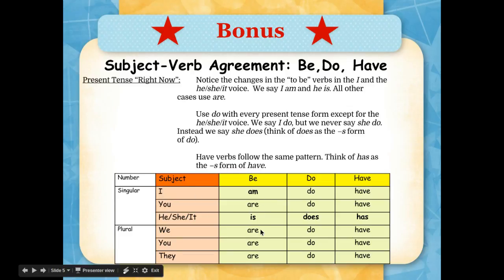I know this sounds complicated, but when you look at it in this chart, look here. It says the subject I. The be verb is am, is, are, was, were. We've talked about those. So it's I am, I do, I have. You are, you do, you have. He, she is, he does, he has. We are, we do, we have. You are, do, have. They are, do, have. So these are all the same for plural.